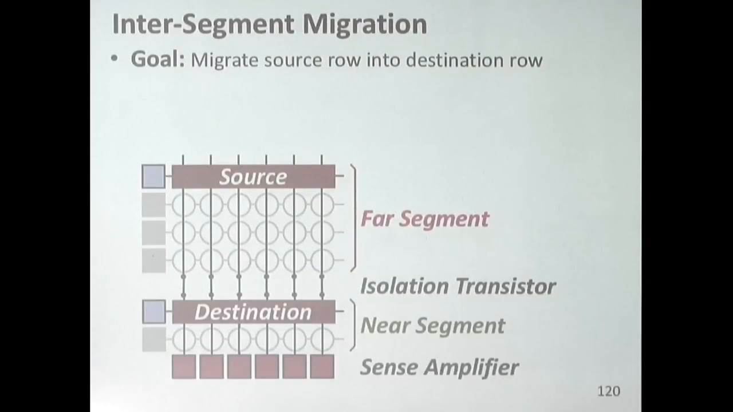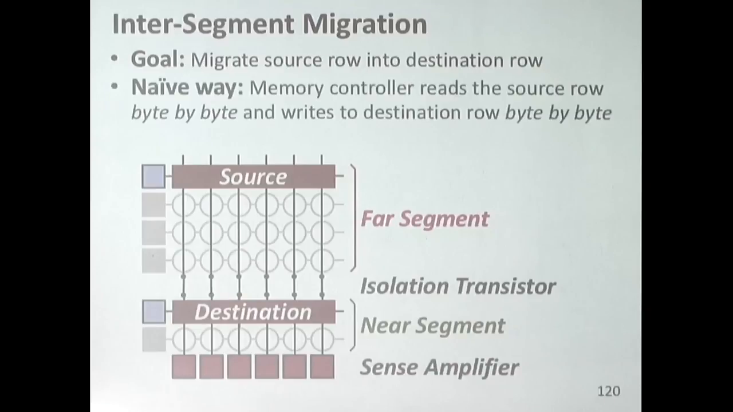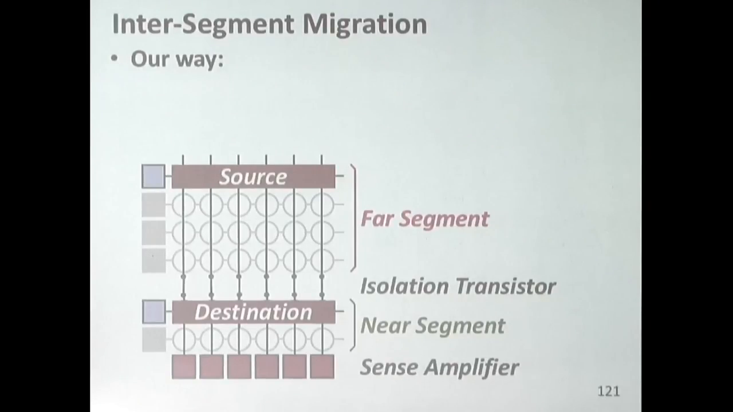If you want to cache some row from the far segment to the near segment, one way of doing that is through the memory controller. Bad idea, because this is inside DRAM, right? You don't want to go through the memory controller, read the entire row, and write it back to the same subarray, because these are actually already connected. We're going to look at this later on. Source and destination cells share the bit lines, if you look over here.